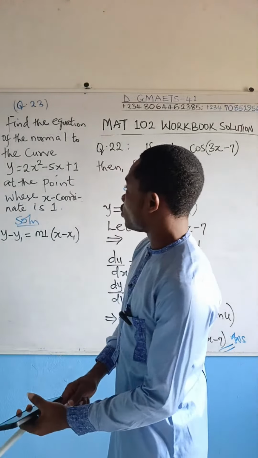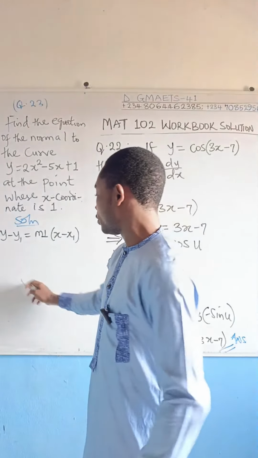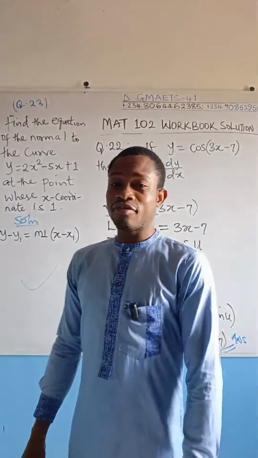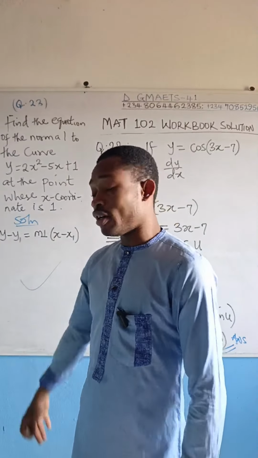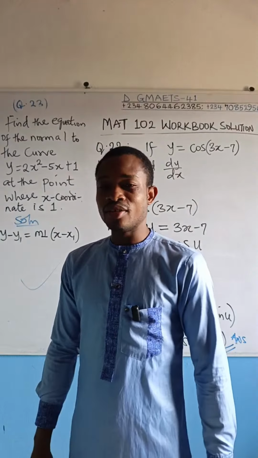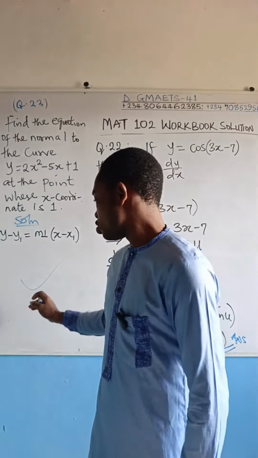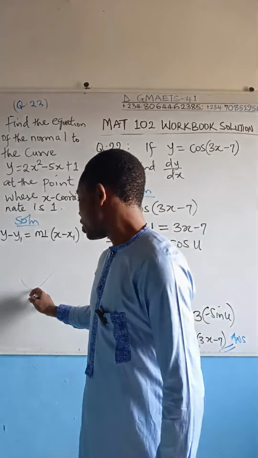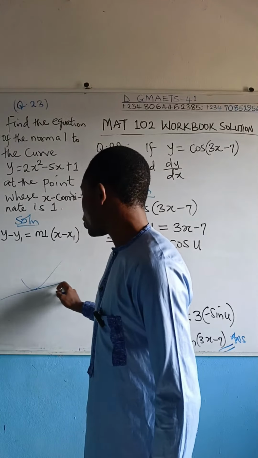The whole idea of a normal here is that you have a curve. This is a curve. Then you have a normal to the curve. That is a line drawn to meet that curve at 90 degrees. And how do you achieve getting that line? First, you should know the tangent to that curve at the given point quoted here.